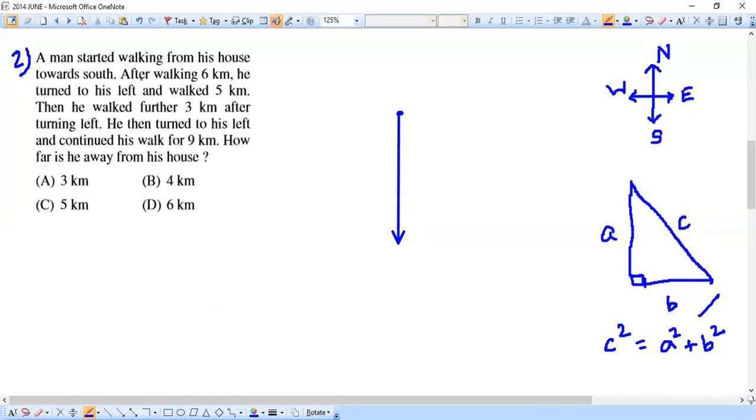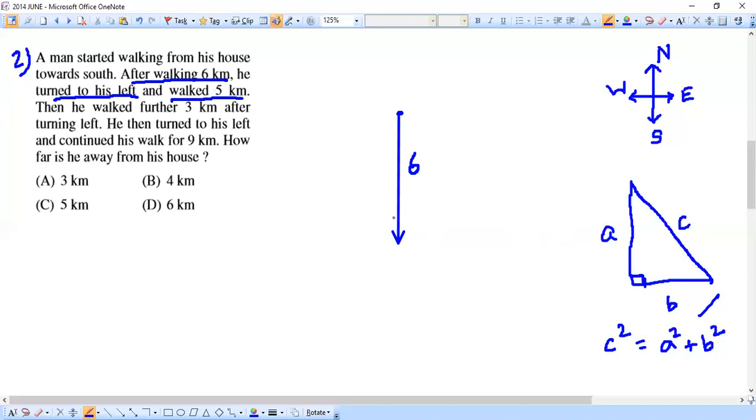Let's continue. After walking for 6 kilometers, he turns to his left and walks 5 kilometers. Let's see them step by step and analyze this carefully. Initially that man is walking towards south. He is walking for how many kilometers? 6 kilometers. Kindly remember in what direction he is facing now: facing south.